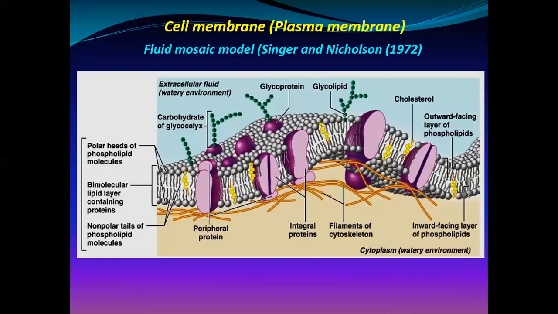Now you can see, this is a peripheral protein. It doesn't go inside, it is only located on the surface. What is yellow in color is a cytoskeleton, and then this is the transmembrane protein. So the peripheral protein is only on the surface, not across the bilayer. Any other question?